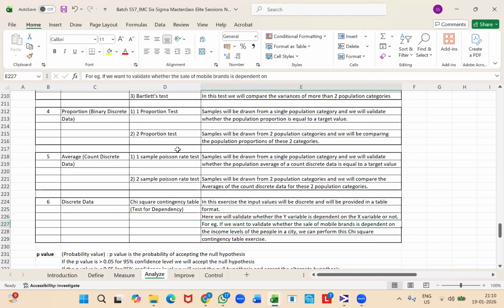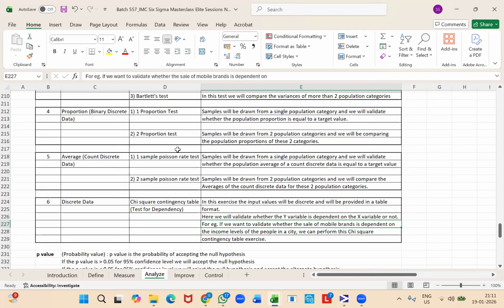Once we do that, we frame the hypothesis statements as: the null hypothesis is that the y variable is independent of the x variable, because the dependency is something that we need to prove through this chi-square contingency table exercise. So that will be my alternate hypothesis. The alternate hypothesis here will be: the y variable is dependent on the x variable, right?